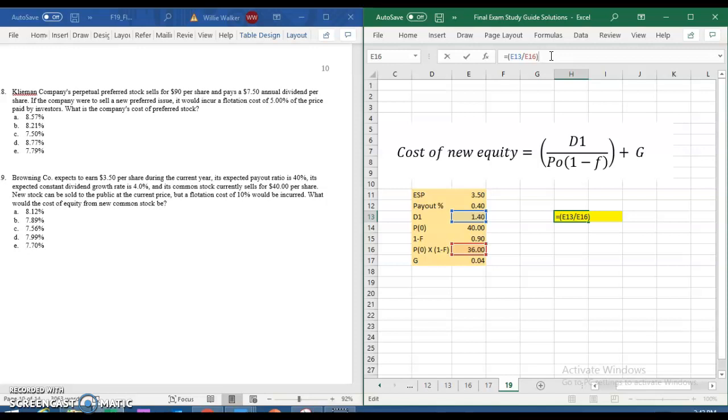Okay. So now that I have D1 divided by P0 times 1 minus the flotation cost, I'm simply going to add the growth rate. Once I do that, and turn this into a percentage, because it might not necessarily be in that format, I'm given 7.89%, which corresponds with answer choice B.